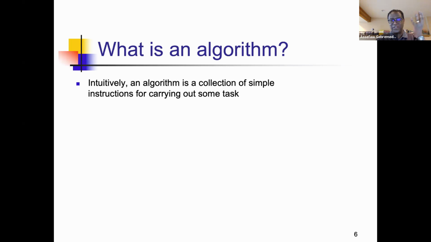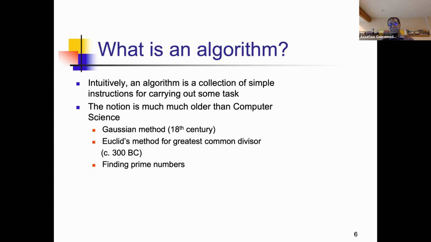But intuitively speaking, an algorithm is a collection of simple instructions for carrying out some basic task. And I think this is what would come to most people's mind. I want to tell you first that this notion is a lot older than computer science. The origin of the word itself has a lot of history that dates way back before computer science. So I want to give you a few examples.